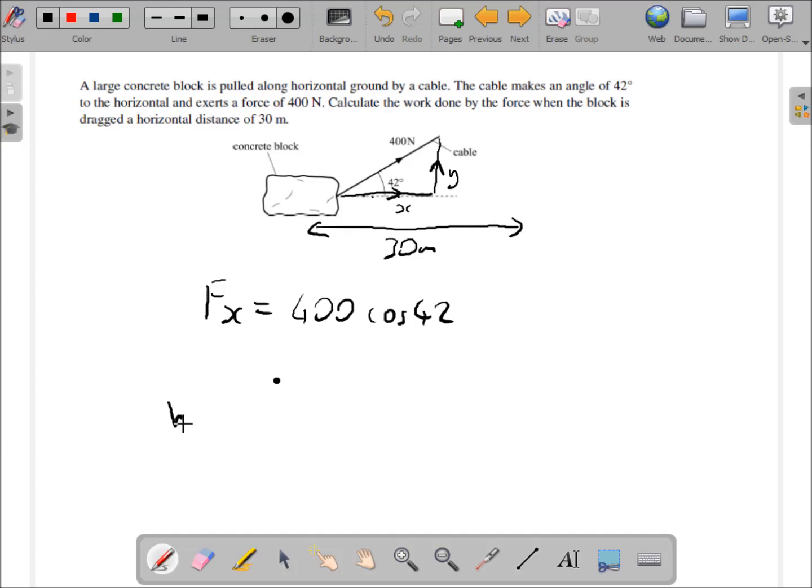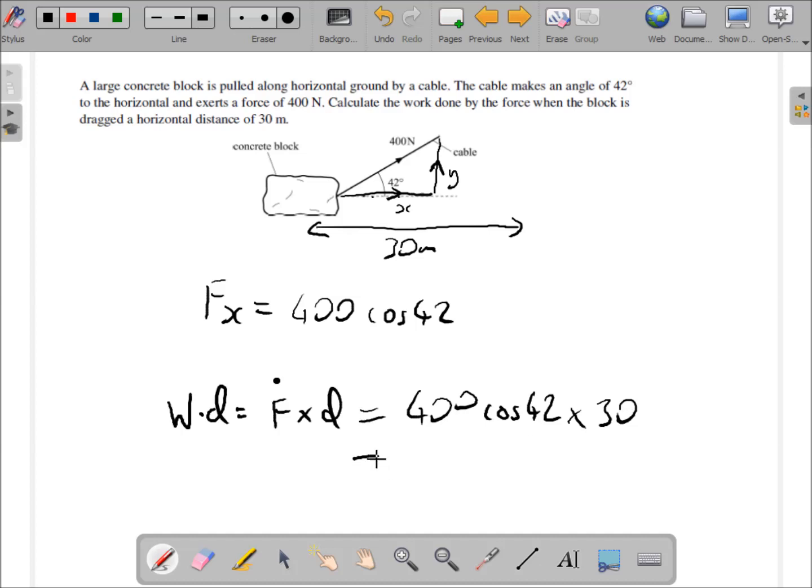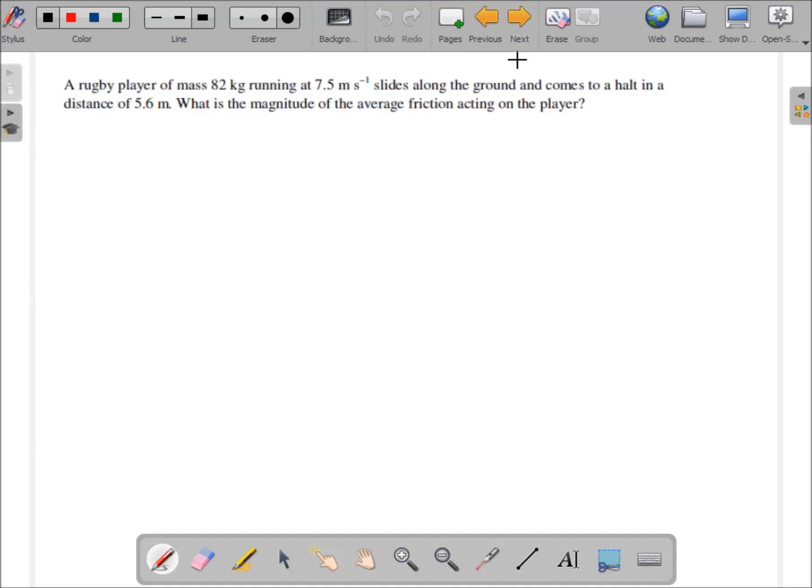Now combining that with our work done equation, our work done is going to be force times distance travelled in the direction of the force, or in the same plane as the force, and that's going to equal 400 times cos 42 times our distance travelled, 30 meters. And we plug that in and we get 8,900 joules, or 8.9 kilojoules. So that's our first example. Let's have a look at our second one.